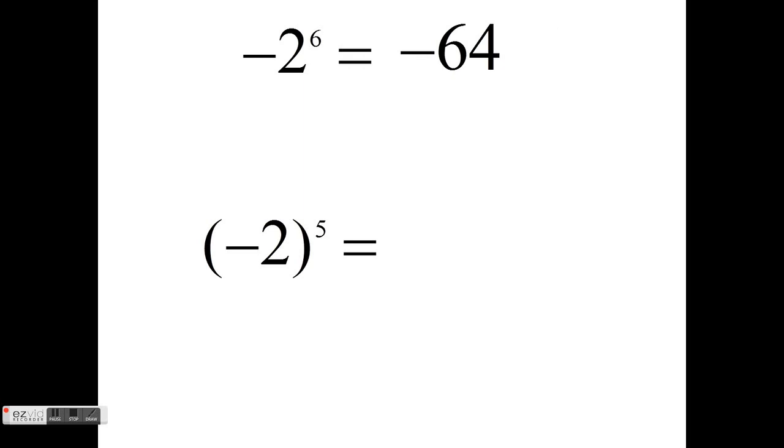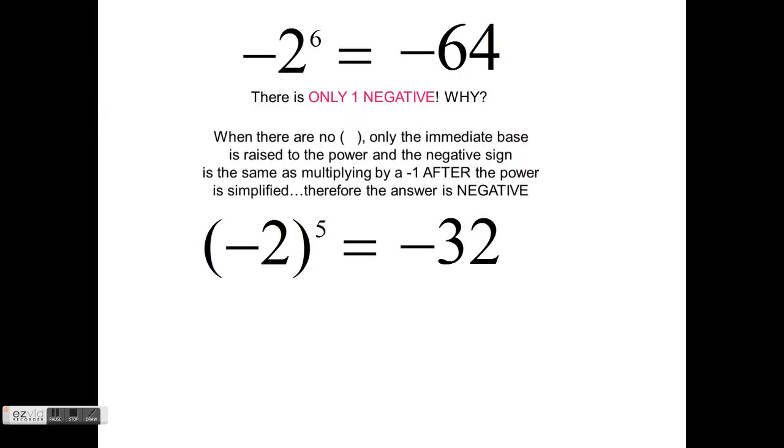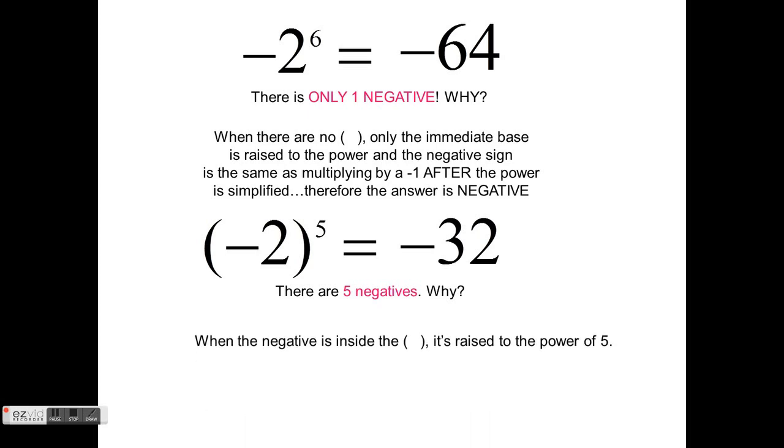Try these. The top one is negative 64. The bottom one is negative 32. Why is there only 1 negative in this problem? It's because it's a zapper. There's no parenthesis. There are 5 negatives in this problem. Why? Because there's a parenthesis, and therefore the negative sign, which is really negative 1, is raised to the 5th power. So that's 5 negatives. That's an odd number of negatives, which makes the answer negative.